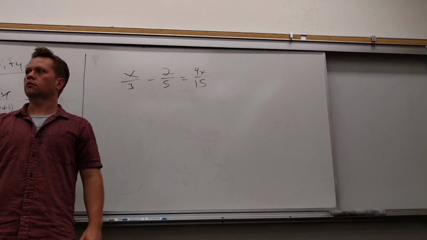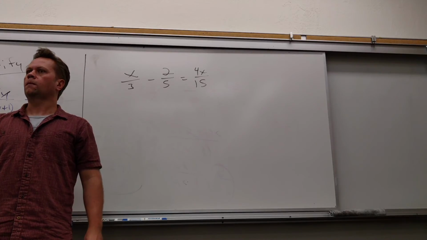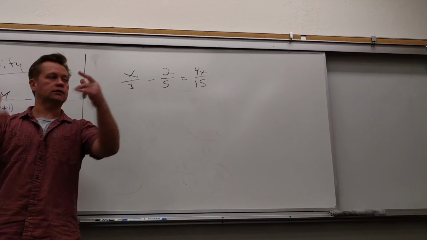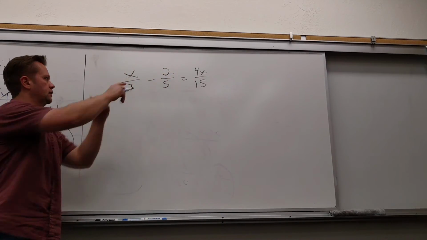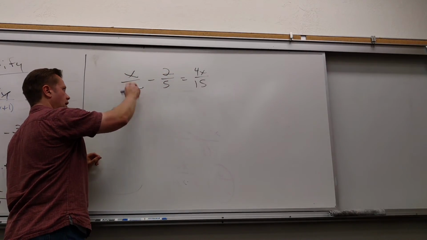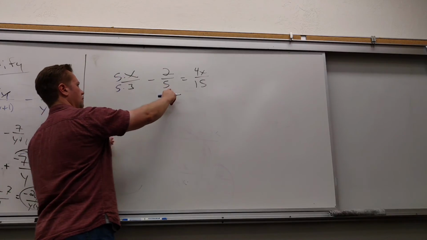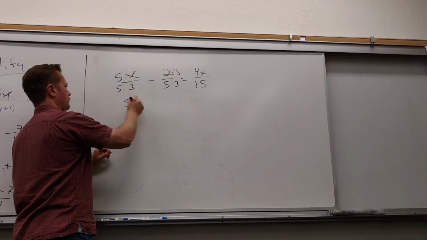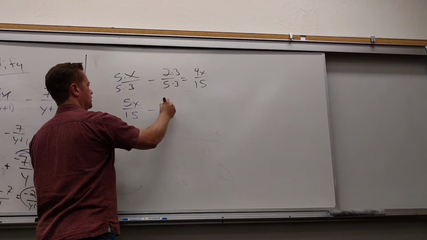We divide all the fractions by 15. Not divide, make everything LCD. When you have fractions and you're adding or subtracting, what do you want? You want LCD. So what does he need? 3. 5. So I get 5x over 15 minus 6 over 15.